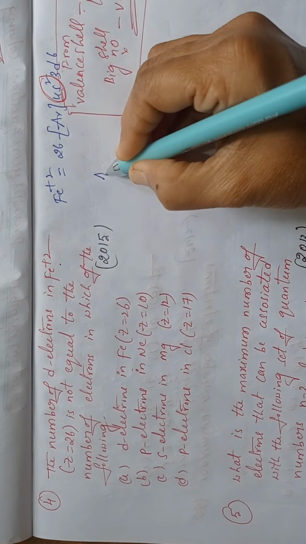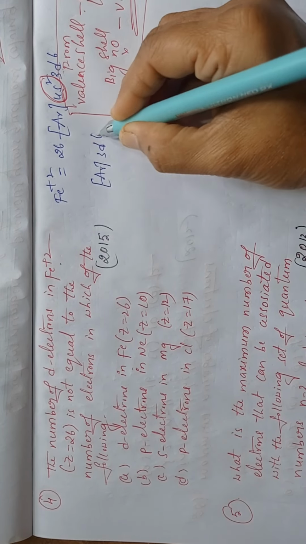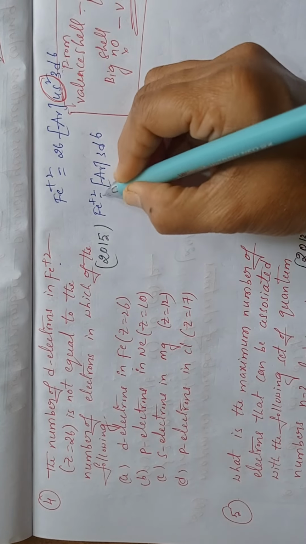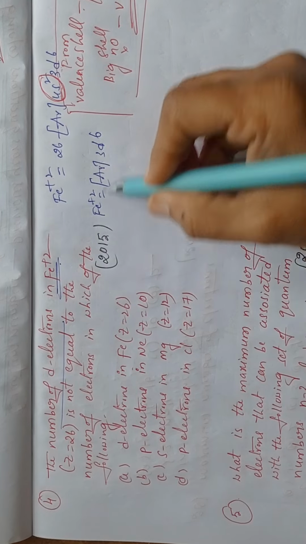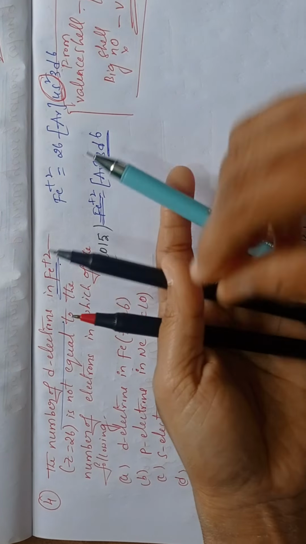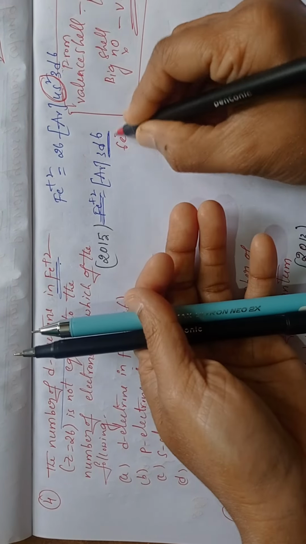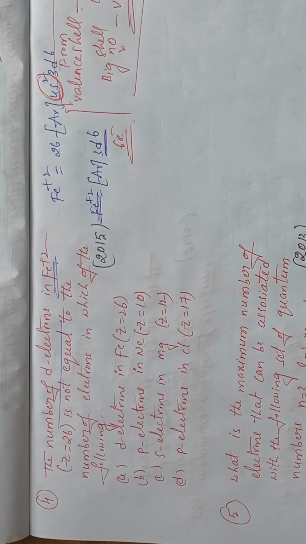What is the electronic configuration? Argon 3d6. So this is the Fe plus 2 electronic configuration. How many electrons are there? Number of d electrons in Fe plus 2. In Fe plus 2, how many d electrons? Total 6 electrons it is having. Are you clear? 6 electrons are there.